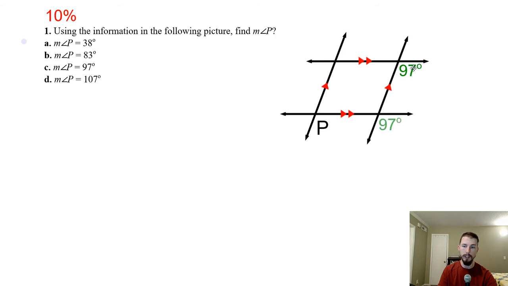So we can move the 97 down here, and then we can move it from the bottom right to the bottom right over here because the more vertical lines are parallel as well across this transversal. So that means this missing angle P is going to be corresponding with 97, meaning they're going to be congruent. So our answer is going to be C as in Charlie.